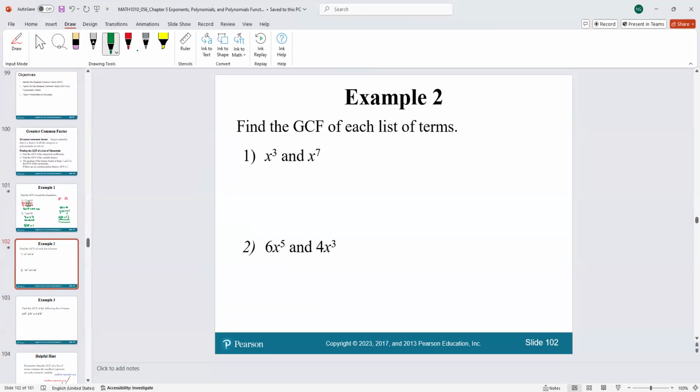Now, x cubed is x times x times x, but x power 7 is a factor of x seven times: x, x, x, x, x, x, and x. Now, the GCF would be only the repeated factors. Remember, you see these two, so I'm going to have x, another x, x, another x, x. Now, we have no more x in x cubed, so the common factor here is x cubed.